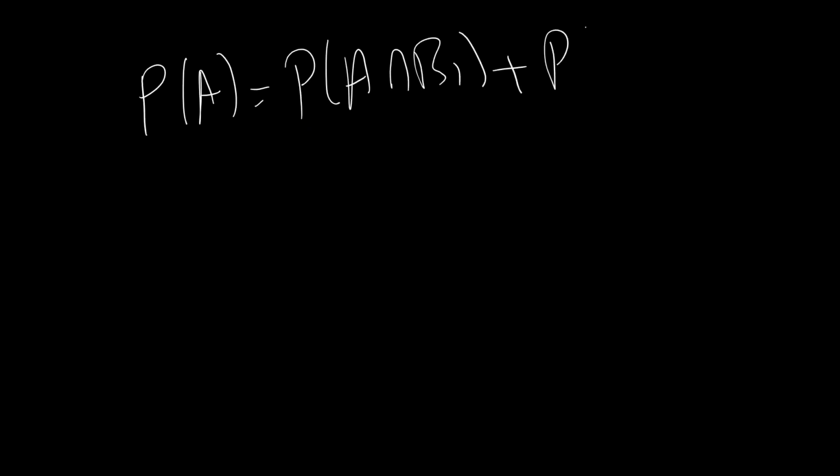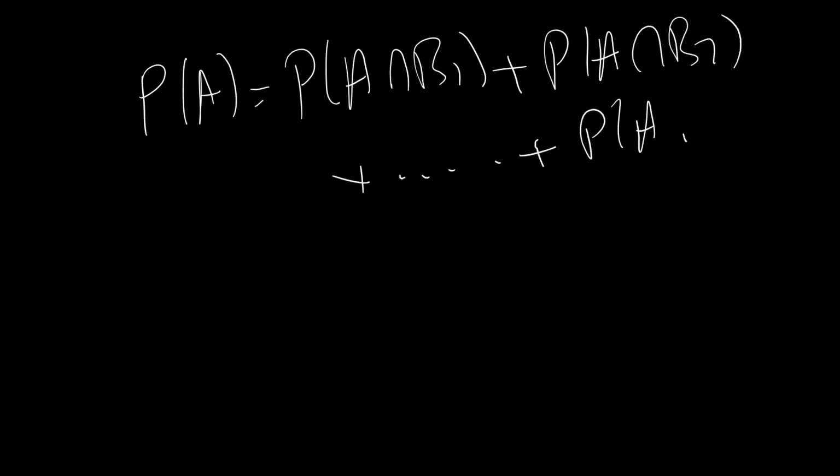Then we have the probability of A is the same as the probability of A and B1 plus the probability of A and B2, until the probability of A and Bn, if we assume that the sample space is partitioned by n different disjoint subsets, from B1 up to Bn.